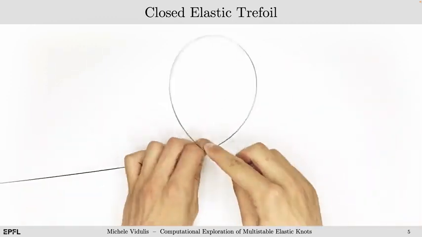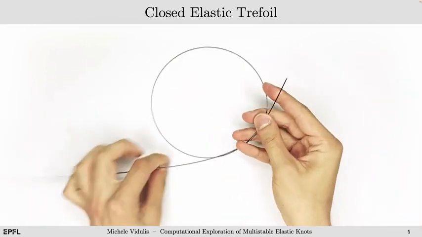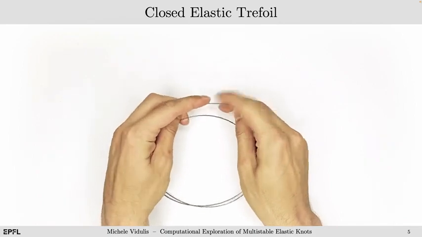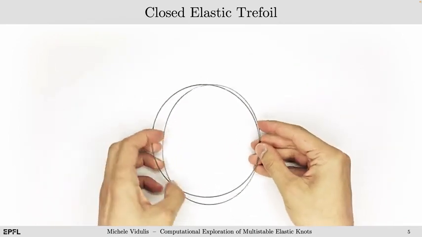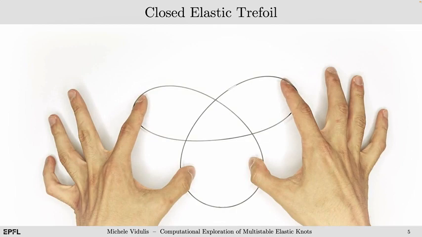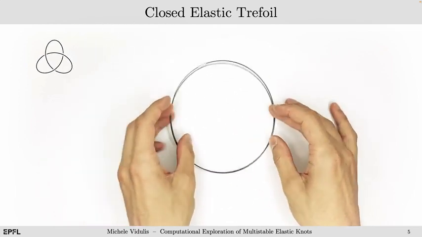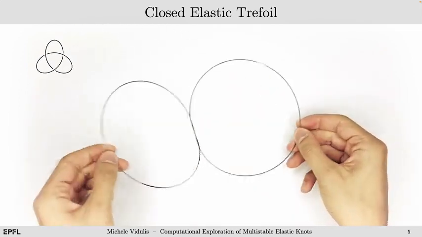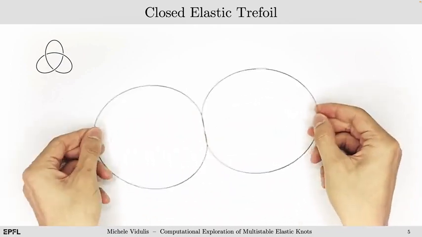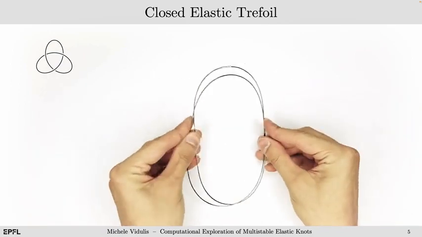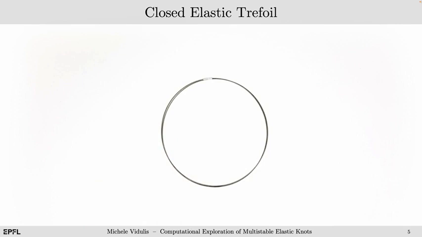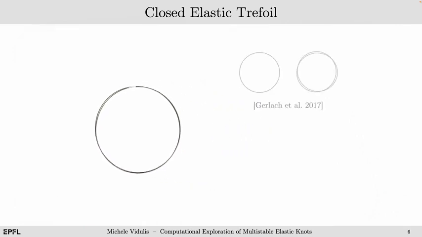If before closing up the wire we tie an overhand in it, we get what is commonly known as a trefoil knot. Physical experiments suggest that the preferred relaxed state of an elastic trefoil is a doubly covered circle, and several works confirm this claim. Gerlach and colleagues proved that in the limit of vanishing wire thickness, a doubly covered circle is in fact the global minimizer for the bending energy of a trefoil.